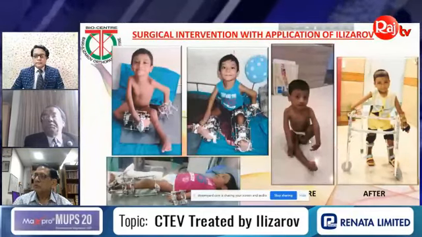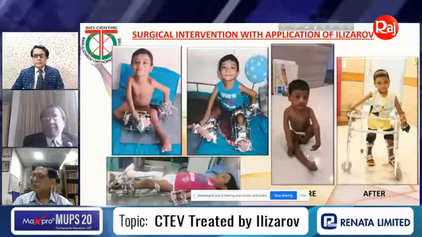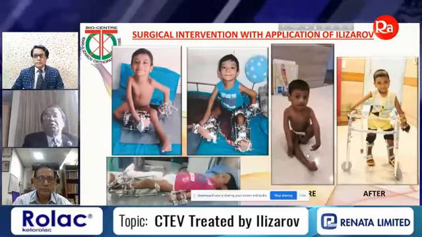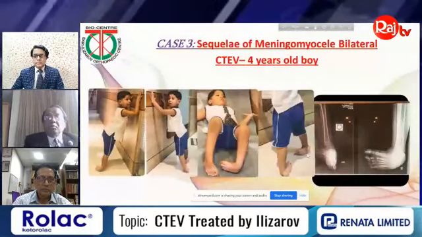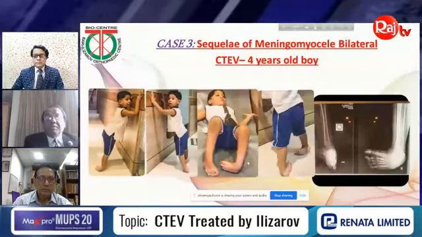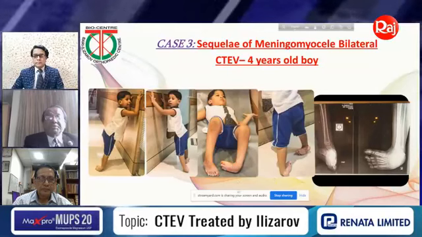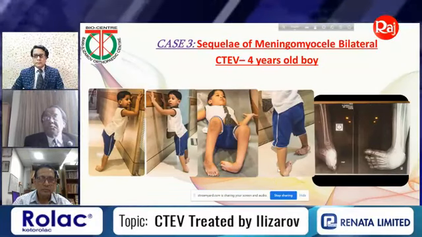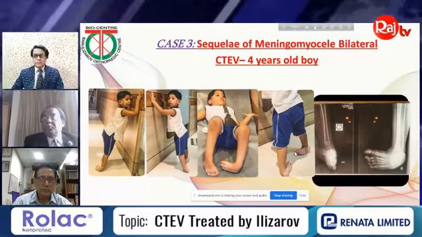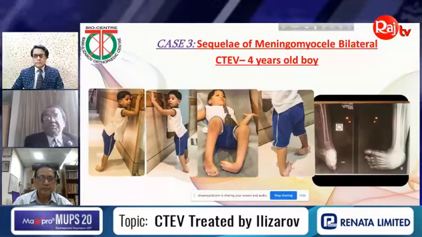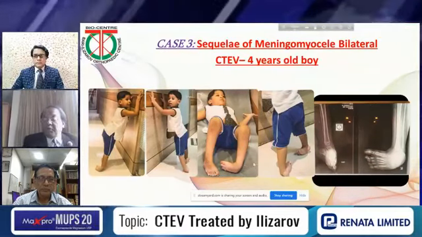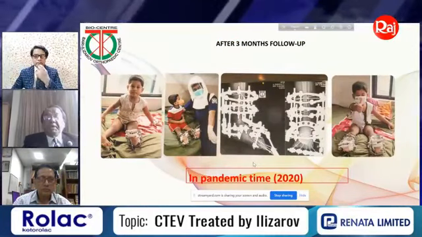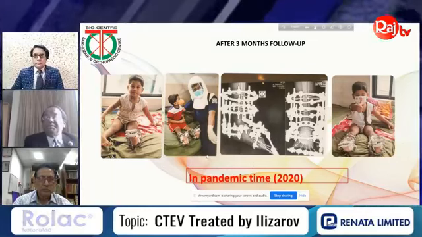He came to me with his parents from Saudi Arabia to treat this kind of difficult cases. And associated with meningomyelocele. When you see the meningomyelocele, you'll face this kind of arthrogrypotic foot. You can see here, so difficult, so difficult. Look at this. If you go for surgery, then you'll face a lot of problems. That's why these are the cases that you can do. In pandemic time, last year I did this case.